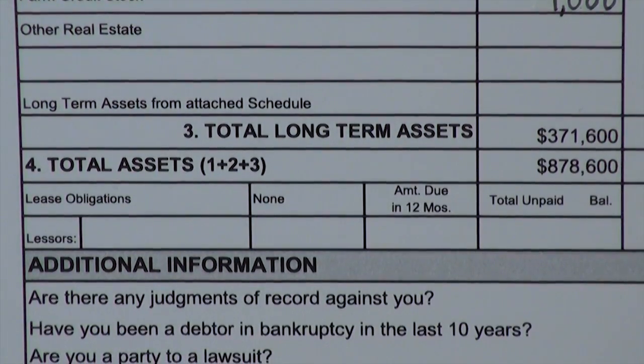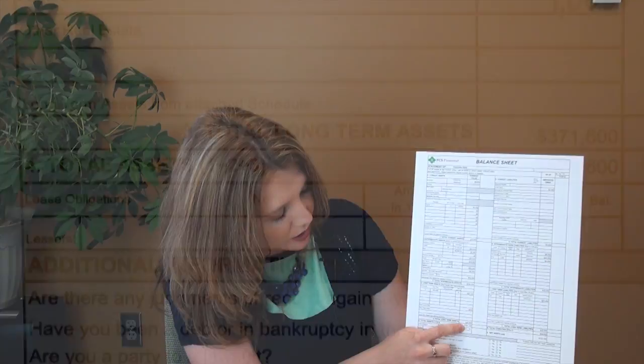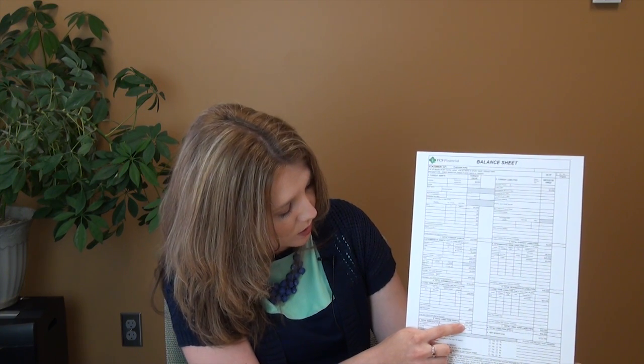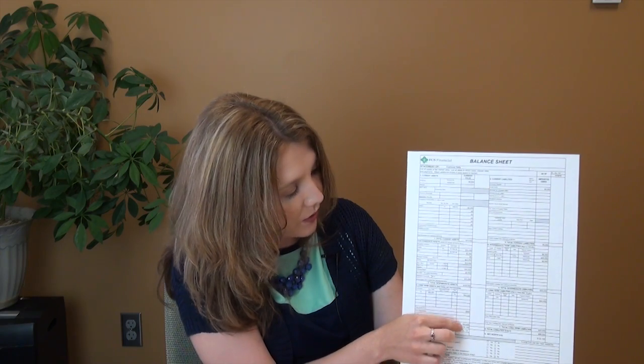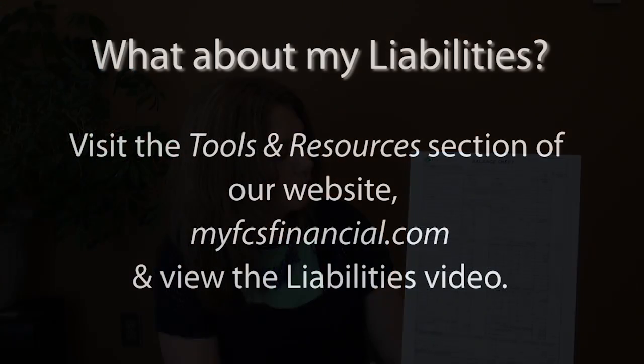Once you have all of your information in, you can then just follow the instructions, line 1 plus 2 plus 3, and put that total here. So this would be a total on this number 4, total assets would be a total of all of the assets above.